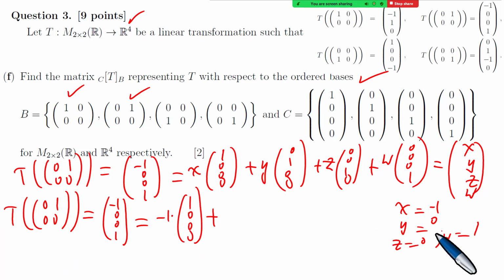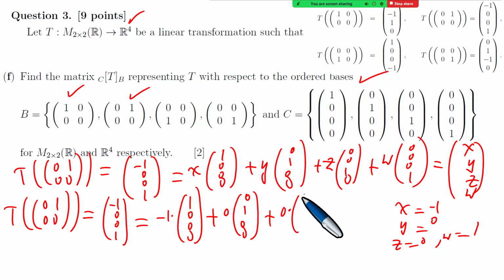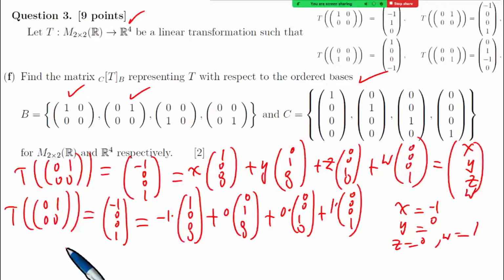So now the x would therefore be -1 times 1, 0, 0, 0. What is y? Y is 0 times 0, 1, 0, 0. Z is 0 times 0, 0, 1, 0. W is a 1 times 0, 0, 0, 1. Okay, we got the second column. We're just doing the last two now, and then we're going to conclude.